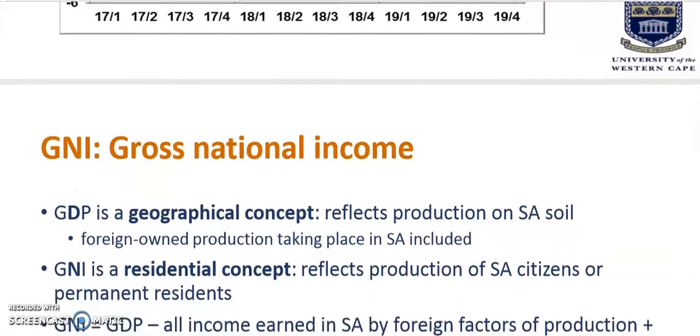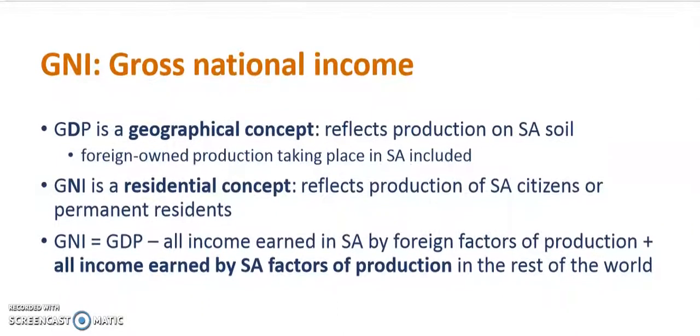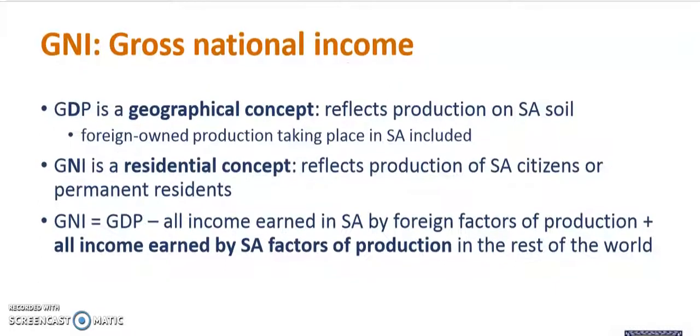Gross national income. GDP is a geographical concept which reflects production on South African soil. Foreign-owned production taking place in South Africa is also included. However, GNI is a residential concept which reflects production of South African citizens or permanent residents. So GNI is equivalent to GDP minus all the income that is earned in South Africa by foreign factors of production, plus all the income earned by South Africa's factors of production in the rest of the world.